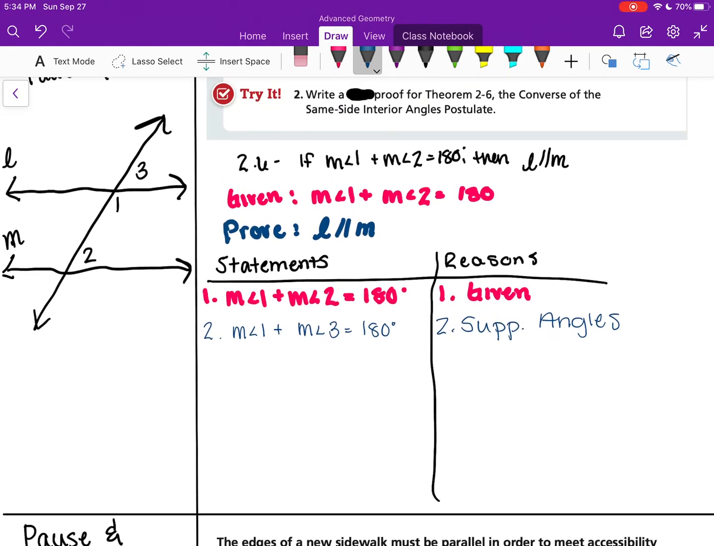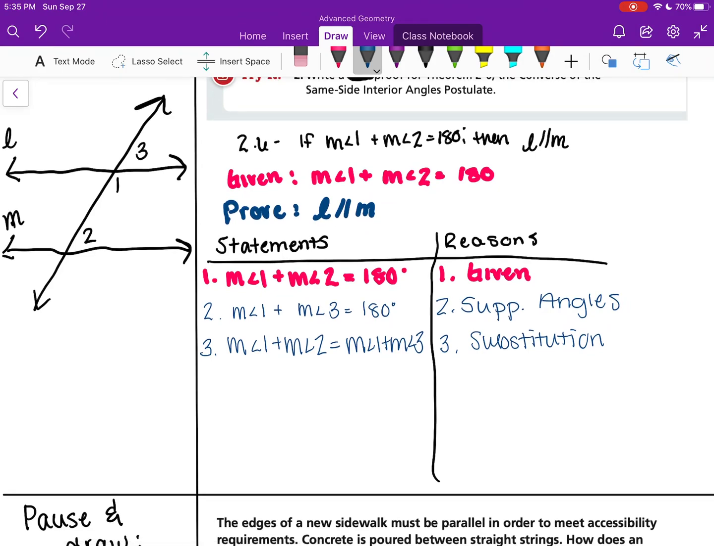Okay, so let's use that we know that 1 plus 2 equals 180 and 1 plus 3 equals 180. So let's do some substitution and set those equal to each other. That means that the measure of angle 1 plus the measure of angle 2 must equal the measure of angle 1 plus the measure of angle 3, and that is by substitution. Again, don't abbreviate it sub unless there's no subtraction, because that gets confusing.